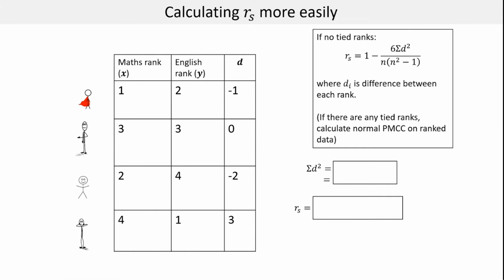The Spearman's rank correlation coefficient is going to be 1 minus 6 times the sum of the differences squared, all over n times n squared minus 1. So let's start by squaring those differences and adding them together.